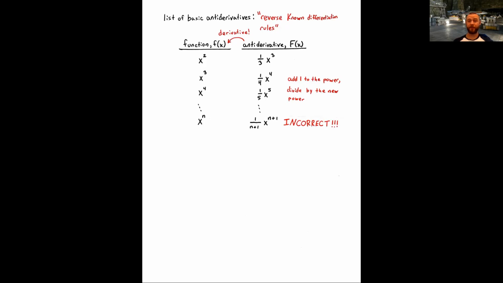There is a problem. What is stated right there is actually incorrect. I don't want to tell you why. Pause the video and give yourself a little bit of time to think about what might go wrong with this proposed antidifferentiation rule.